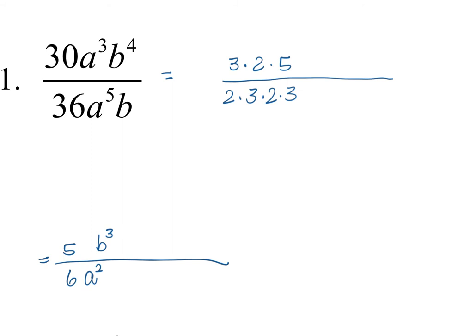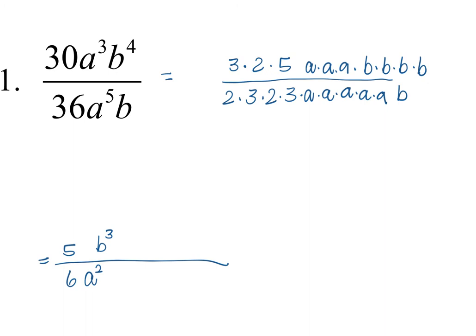but I'm going to show you the way where we factor it all out. I've already done the prime factorization of the numbers. Let's do the variables. A cubed is a times a times a. B to the 4th is b times b times b times b. A to the 5th is a times a times a times a times a. And we have a b. So let's cross out things that repeat. A 3, a 2. Now there's another 2 and another 3, but only one 2 and one 3 repeated. An a, another a, another a, and a b.